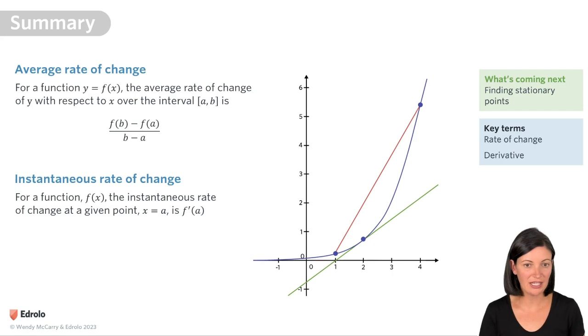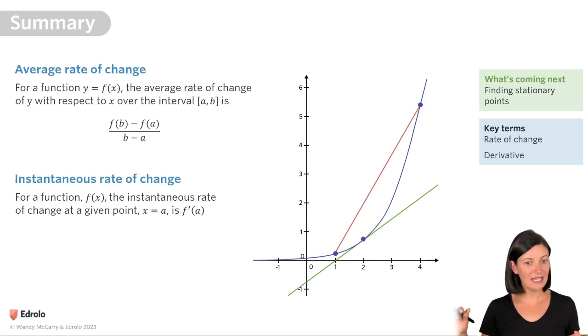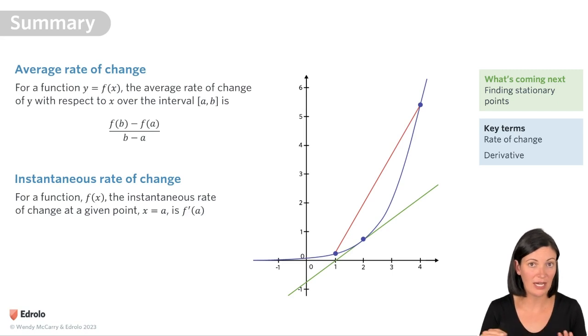So if you have a look at the image there, that red line is giving you what the average rate of change would look like. So it's the gradient between 2 points, whereas the instantaneous rate of change at a particular point would be the same as the gradient of the tangent line at that point.